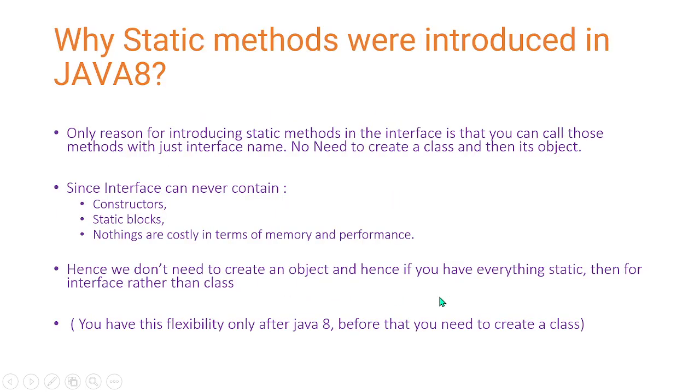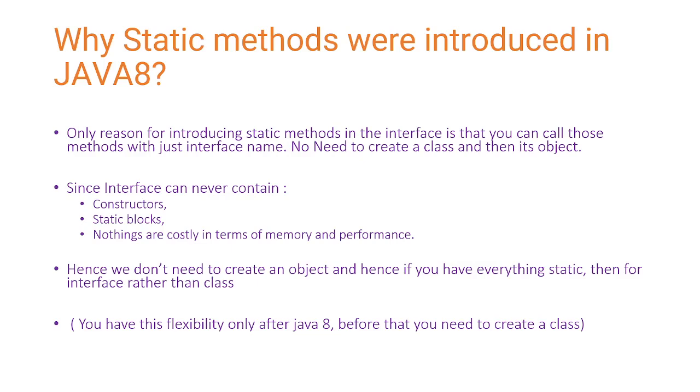Okay, so the next question is, why were static methods introduced in Java 8? You know, in Java 8, not only default methods, we can have a concrete method with a body, a static method. We can define a method as static in an interface. Okay, what benefit will we get?